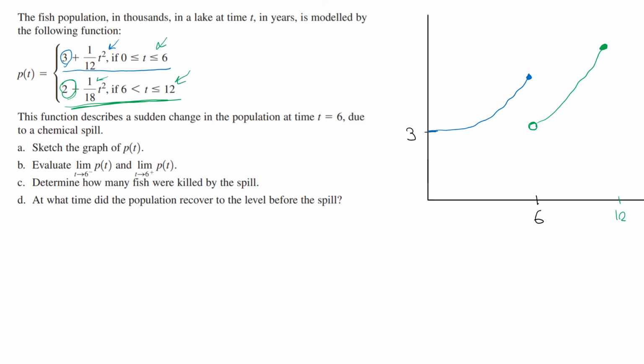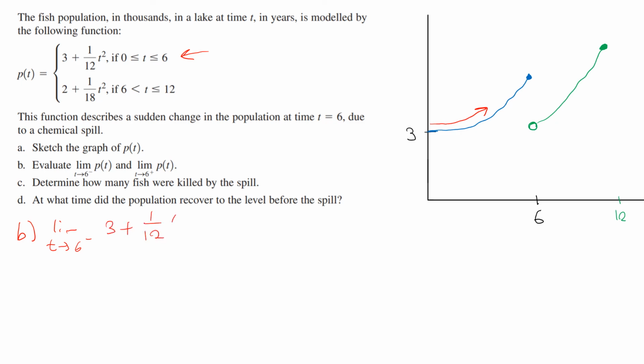B is asking for us to evaluate the limit as t approaches 6 from the left side and the limit as t approaches 6 from the right side. We did this before. For limits approaching from the left, I can see that it includes this function. So what I'm going to use is the first function. I'm going to plug in 6 to the function 3 plus 1/12 t squared.